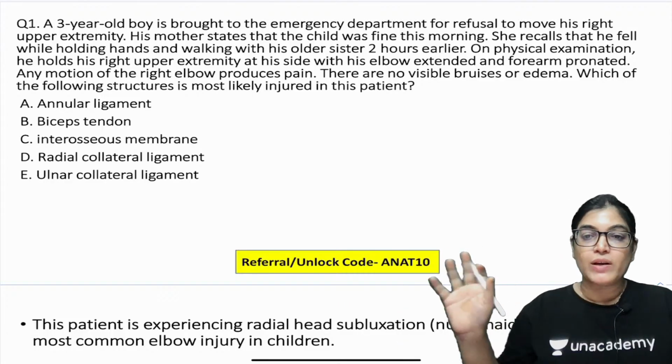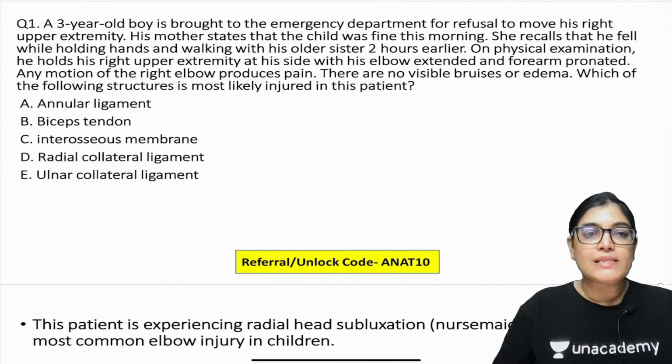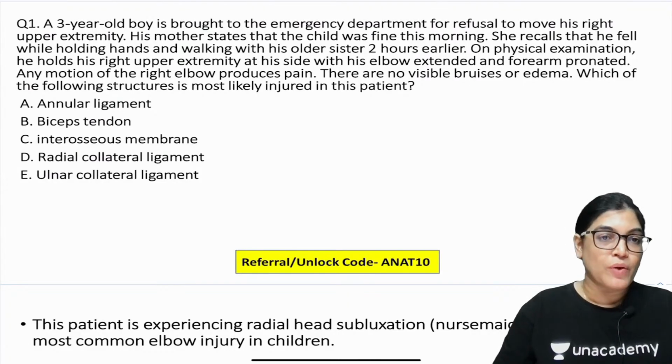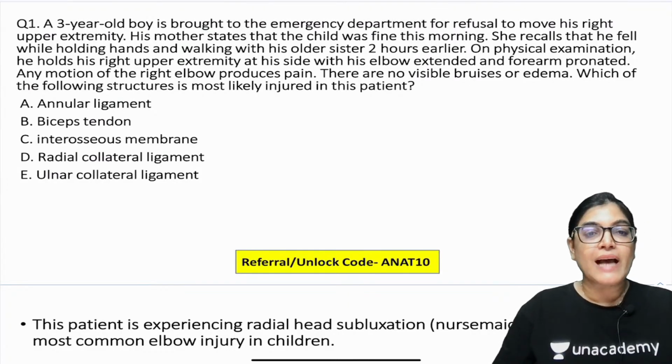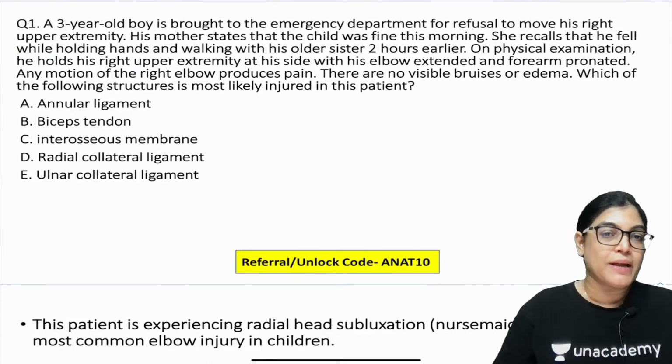This morning the child was fine. She recalls that he fell while holding hands and walking with his older sister 2 hours earlier. On physical examination, he is holding his right upper extremity at the side with the elbow extended and forearm pronated. Any motion of the right elbow produces pain, and there are no visible bruises or edema seen.